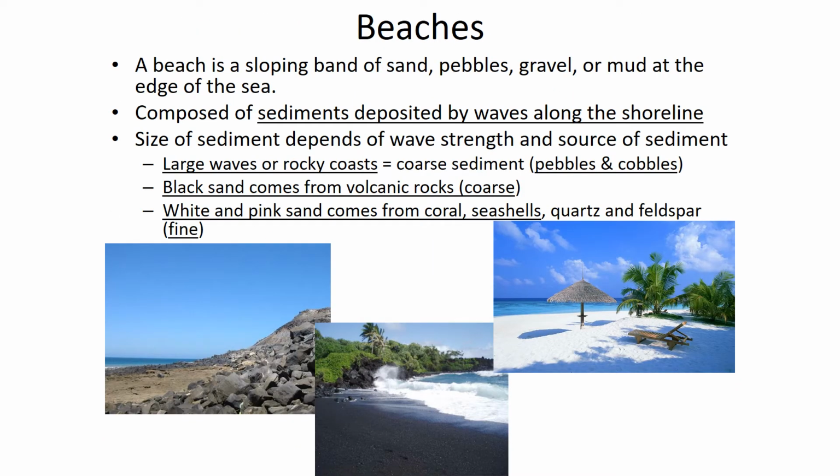So what do beaches look like? Some of you have probably been to the beach. Beaches are sloping bands of sand, pebbles, gravel, and mud at the edge of the sea, and they're composed of sediments deposited by waves along the shoreline. All right, the size of the sediment depends on wave strength and the source. So large waves or rocky coasts result in coarse sediments, such as pebbles and cobbles. Black sand comes from volcanic rocks, and it's generally pretty coarse. White and pink sand comes from coral, seashells, quartz, and feldspar, and that is a very fine grade.